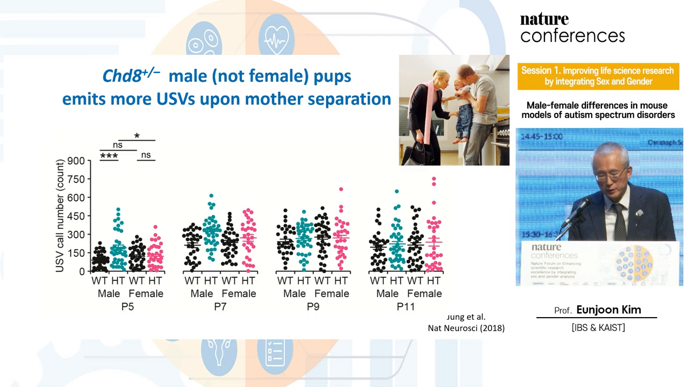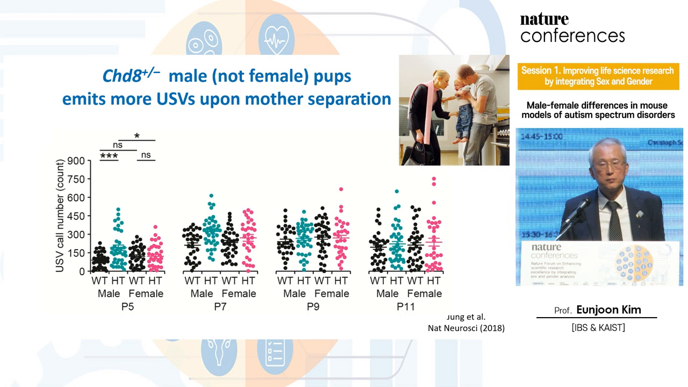male pups emit increased numbers of ultrasonic vocalizations, or USV. This is a type of social communication in rodents, when they're separated from their mothers. However, this behavior was not observed in females. So this is a clear male preponderant behavior.